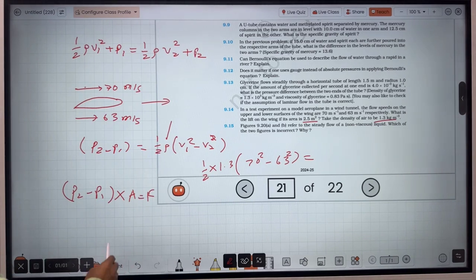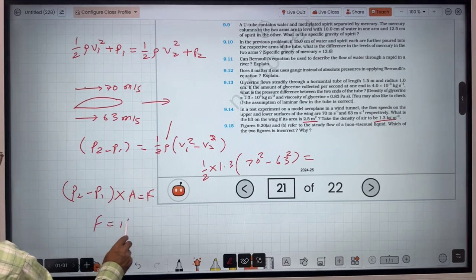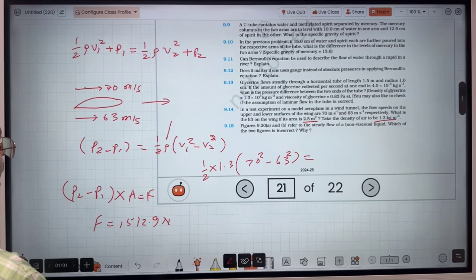And we have to find out the force, and that will come out to be 1512.9 Newton. I think the thing is clear.